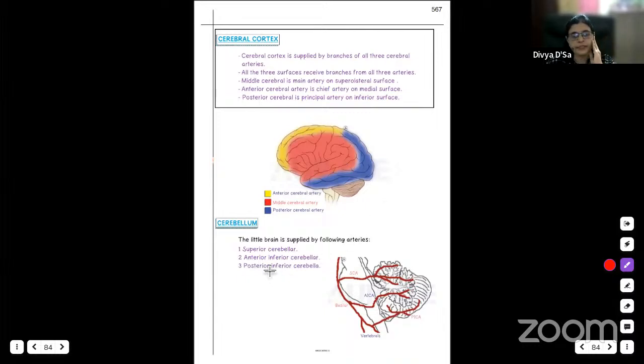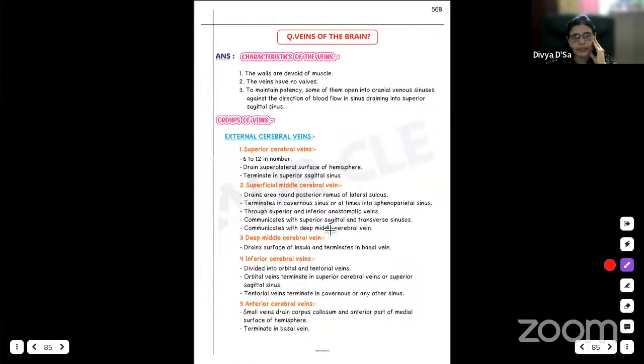Then the cerebellum, otherwise called the little brain, is supplied by the superior cerebellar, anterior inferior cerebellar, and posterior inferior cerebellar arteries. Then veins.